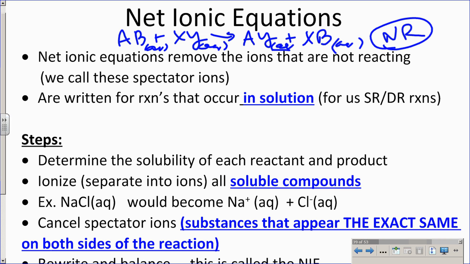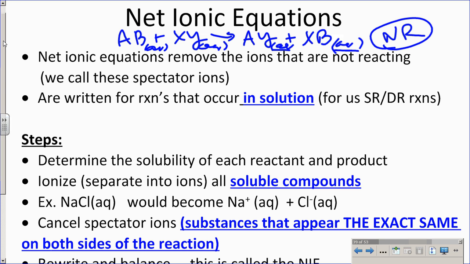If everything we make is aqueous, it looks like nothing happened, so we assume no reaction. So in order to actually explain that on a higher level, we need to write out the net ion equation, which is literally writing ion, ion, ion, ion, yields ion, ion, ion, ion. That's all we're writing. We're showing that literally nothing happened.